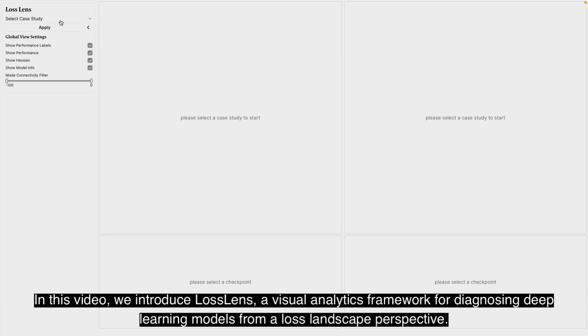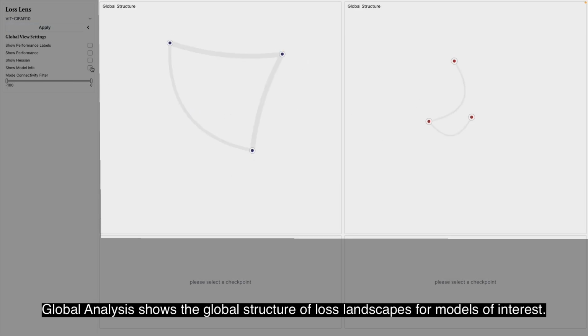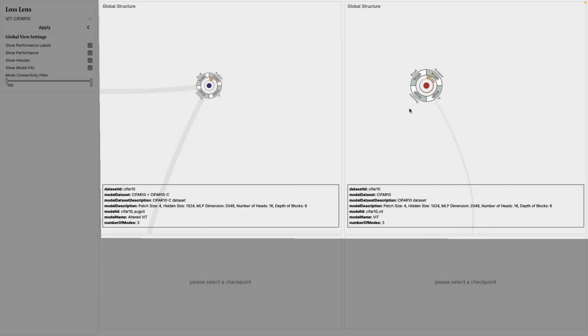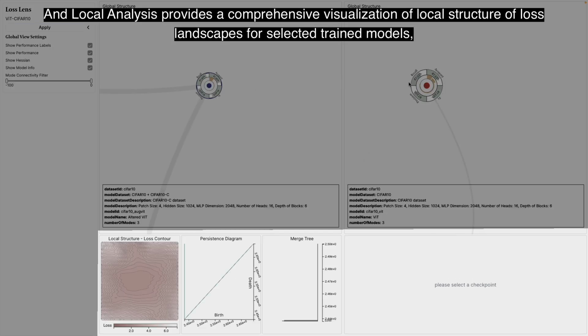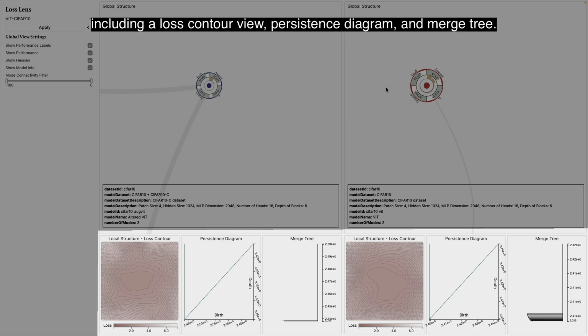In this video, we introduce LossLens, a visual analytics framework for diagnosing deep learning models from a loss landscape perspective. The framework has two major components, global analysis and local analysis. Global analysis shows the global structure of loss landscapes for models of interest. Local analysis provides a comprehensive visualization of the local structure of loss landscapes for selected models, including a loss contour view, persistence diagram, and merge tree.